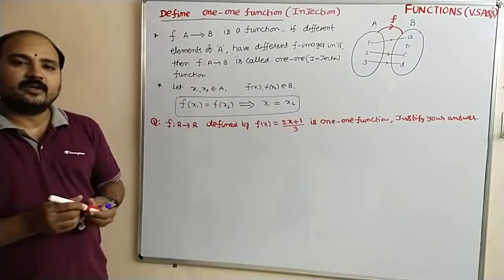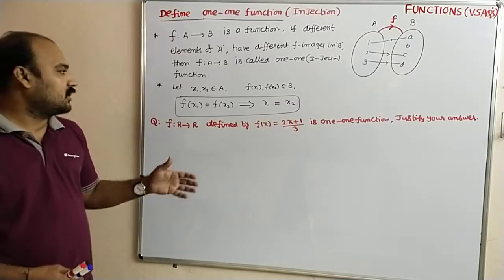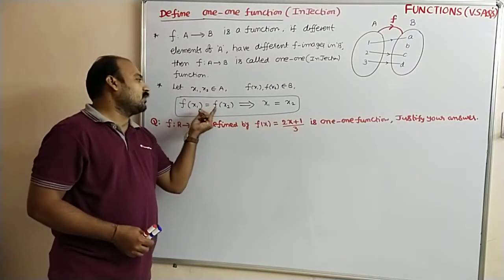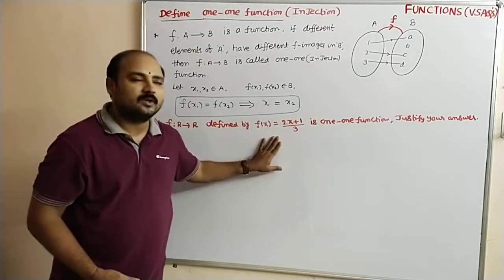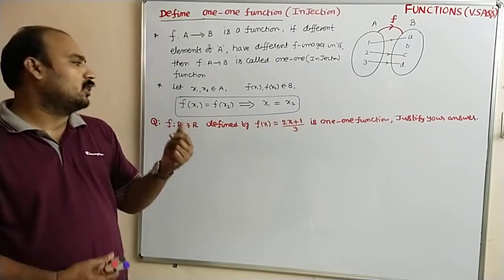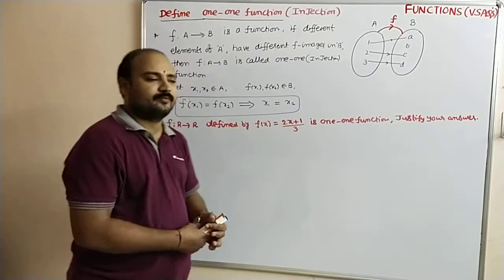Then this function is an injection. Justify your answer. You will check that. If you prove f of x1 equal to f of x2 implies x1 equal to x2 for the given function, then it is one-one only. They are asking whether it is one-one or not, so we will check that.